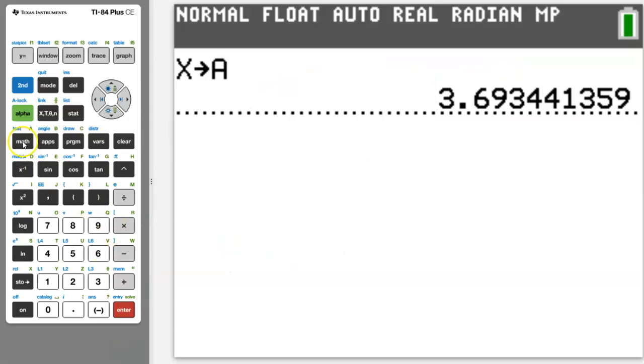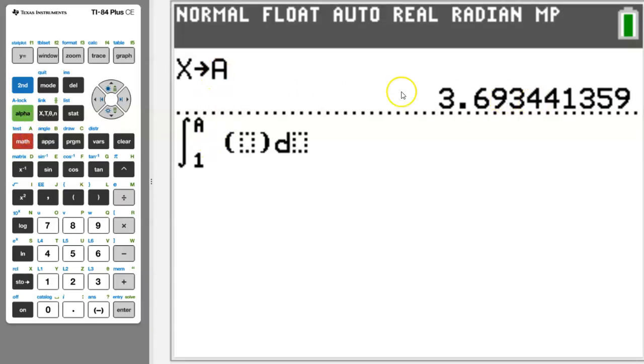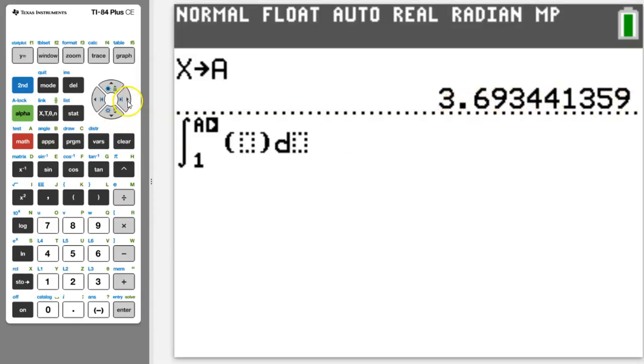For the integral, we do math 9, and we want the integral from 1 to A, and we can just use A. If you did not store this number in A, right now you need to type in this entire number with all the decimals. I recommend doing it this way. And here we have the natural log of x, so there you go.